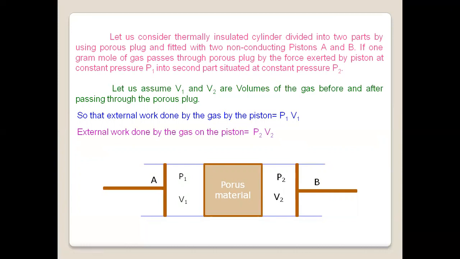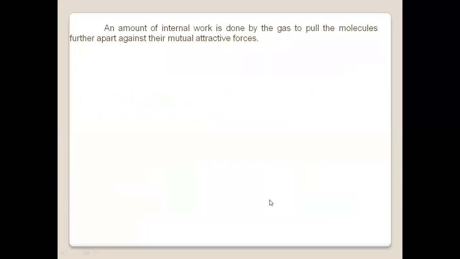So the net external work, these two are external works. The external work done by the gas is P2 V2 minus P1 V1. Not only this external work, some internal work is also done in between, due to the attractive force of molecules in the gas. So what is the quantity of this internal work?